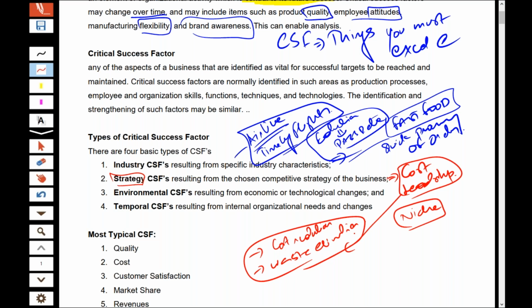These are the various things that you would have to talk about. Like what? Cost reduction, waste elimination, etc. These are the various things that you, as somebody who is pursuing the strategy of cost leadership, have to follow. A niche player's key critical success factor is innovation.